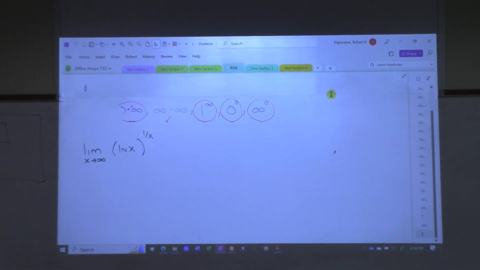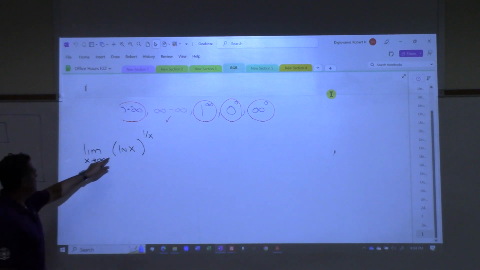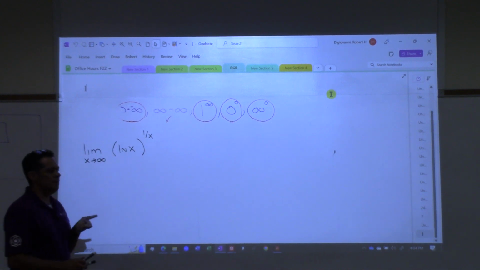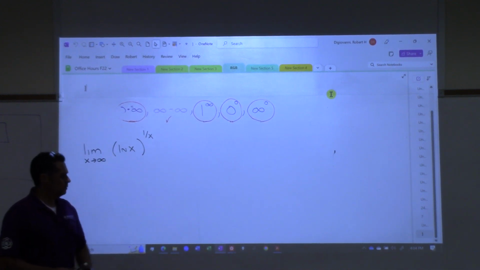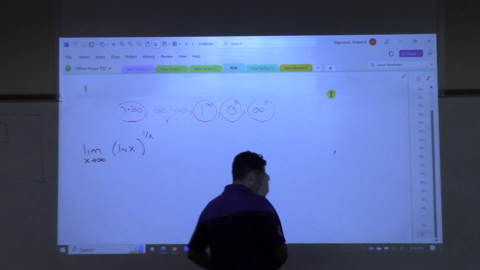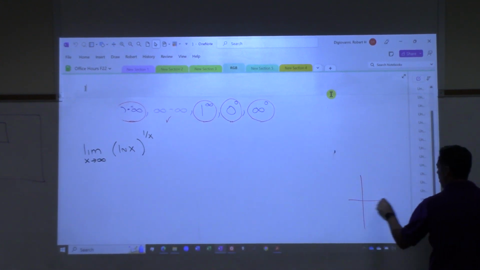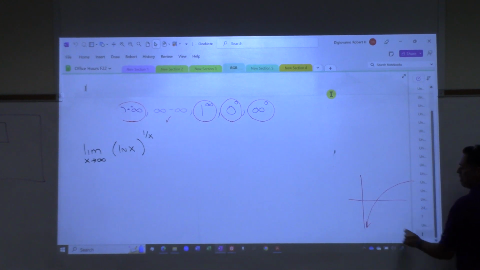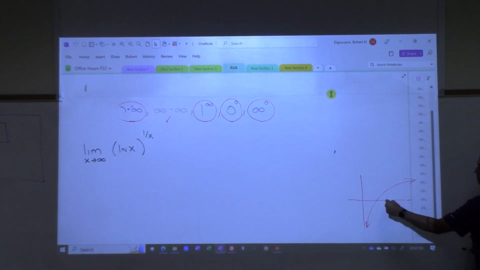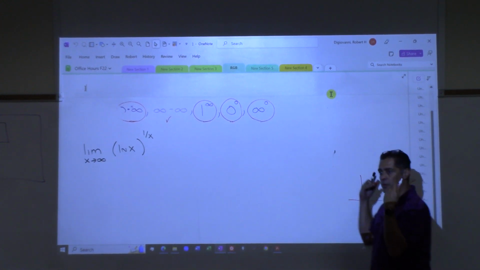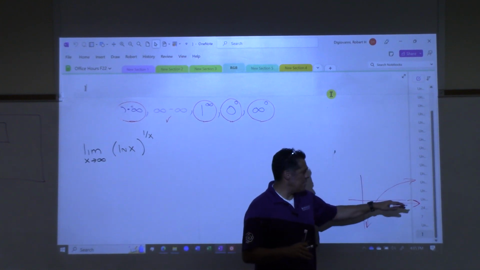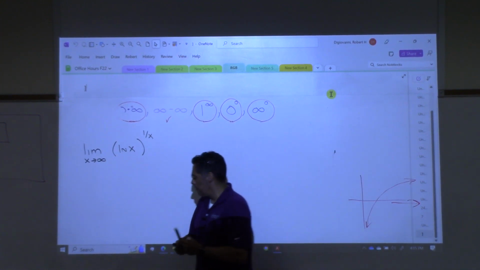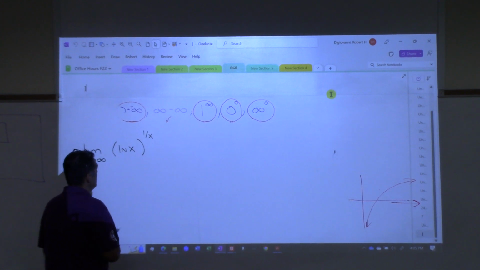All right, where's the base headed? What does the natural log function do as you head to infinity? Infinity, right? We've graphed the natural log several times. Here's the natural log function. As you go to infinity, this way, the graph grows. It's not very fast growth, but it does grow. Okay, so the base is headed to infinity.